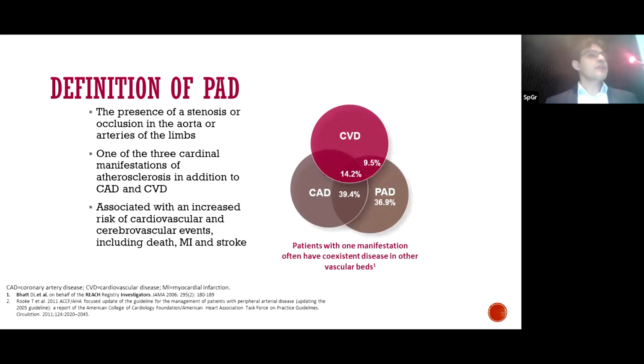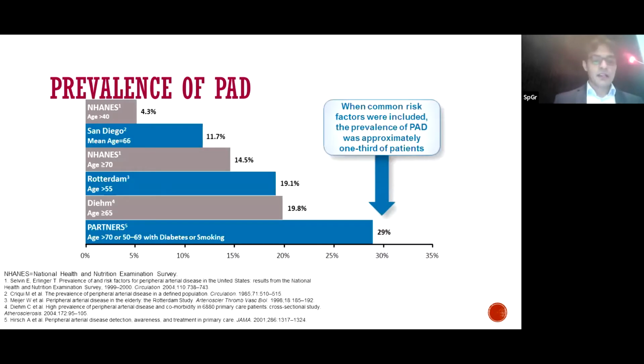So how do we define PAD? PAD is the presence of stenosis or occlusion of the aorta or arteries of the limbs. And it's one of the 3 cardinal manifestations of atherosclerosis, in addition to CAD and cerebrovascular disease. Again, when we talk about PAD and amputation, these patients don't die of their leg amputation. They either die of heart disease or heart attacks, or they die of stroke. And it's a pretty common disease.